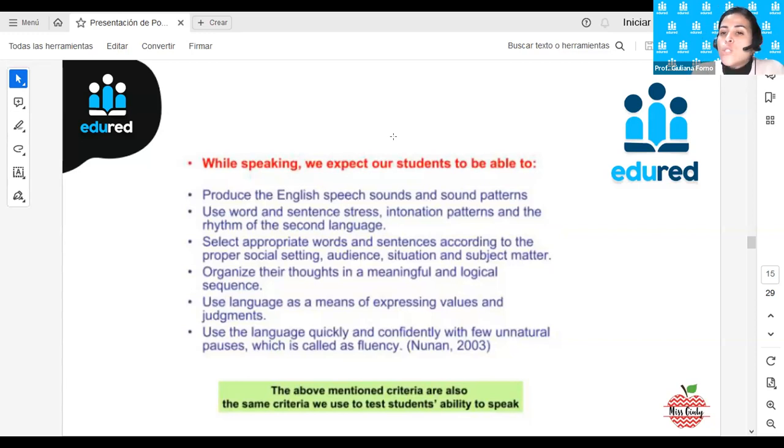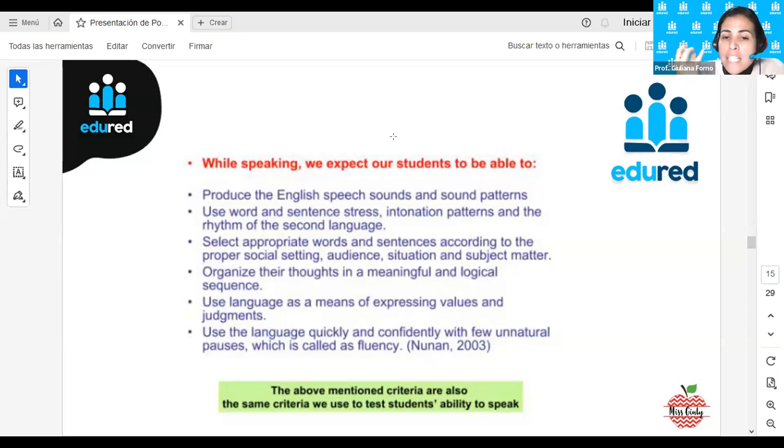Why do we need to have the proper setting? Because if you are going to the store, I need to make you aware of this so you know what to do. If you are going to the hospital, you need to be aware that you're going to a hospital to know what to do. Organize their thoughts in a meaningful and logical sequence. We need to work with coherence and cohesion. It needs to have a context and a meaning.